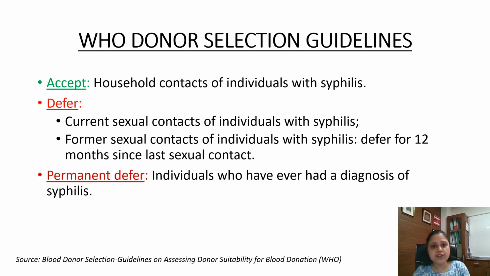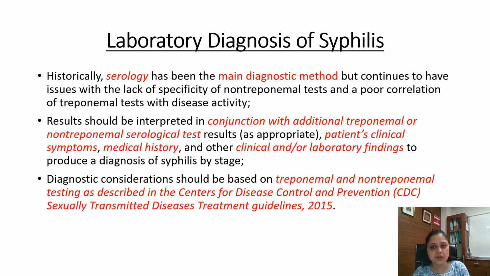So, coming to the WHO donor selection guidelines, whom we should accept as a donor, whom should be deferred, and whom should be permanently deferred. All the household contacts of individuals with syphilis can be accepted. However, those who are the current sexual contacts of individuals with syphilis, or those who are the former sexual contacts of individuals with syphilis, should be deferred. The latter, that is the former sexual contacts, should be deferred for a period of 12 months since the last sexual contact. And those individuals who have ever had a diagnosis of syphilis should be permanently deferred. Now, coming to the laboratory diagnosis of syphilis.